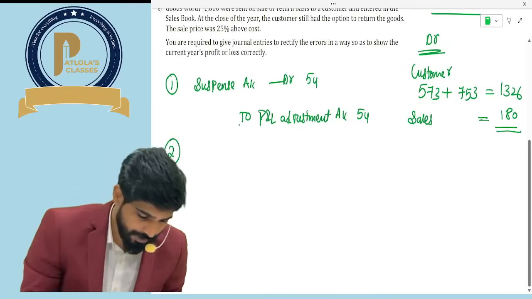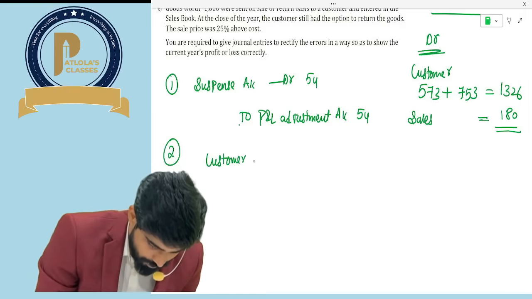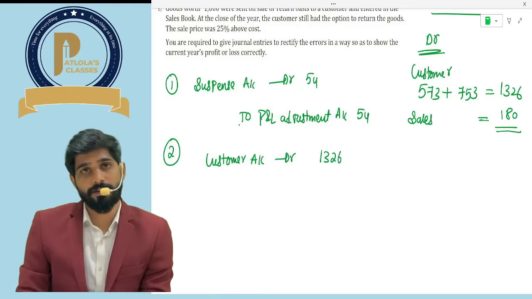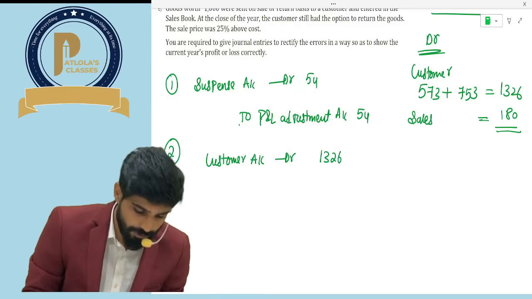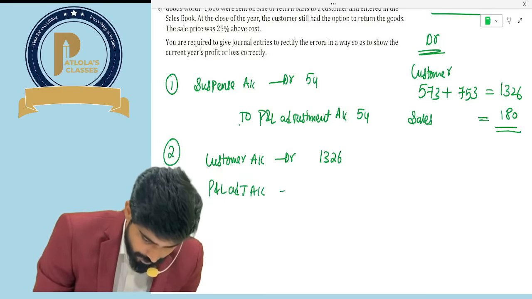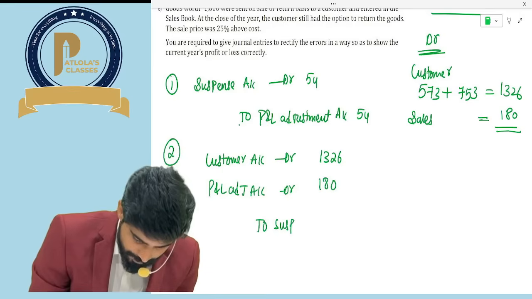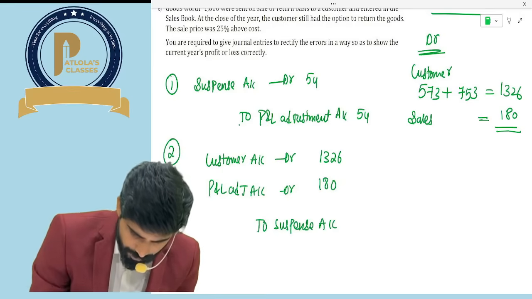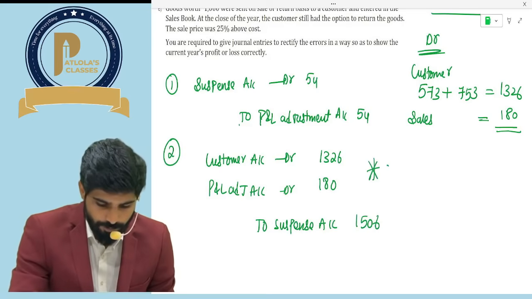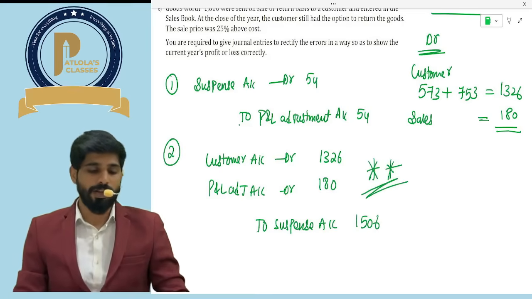Sales should be debited by how much? 180. So the rectification entry will be customer account debit 1326, and sales account we need to debit, but we are not going to use the word sales. We are going to use the word P&L adjustment account debit 180, and suspense is having a debit balance that we need to cancel now, that is 1506. Hope this very important part where majority of the students are confused, hope you are clear with this.